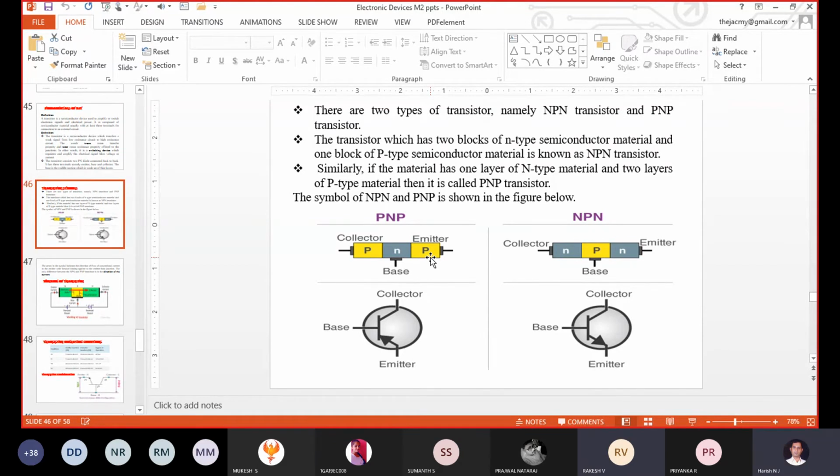Okay, once again it's wrong. Sir, emitter is heavily doped, base is lightly doped, and collector is moderately doped. Exactly, you are right. Correct. Emitter is heavily doped. Base is lightly doped. Collector is moderately doped.